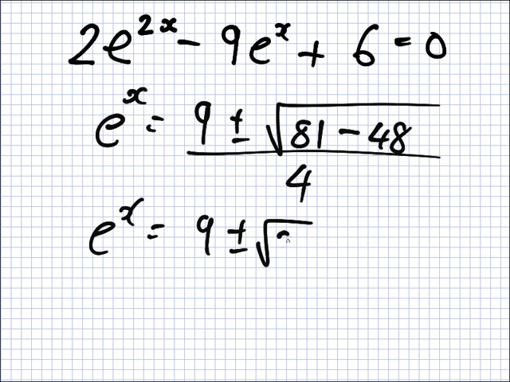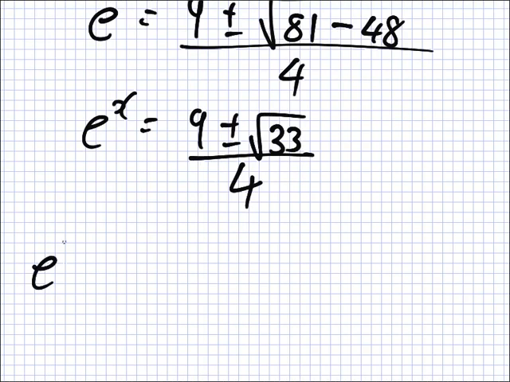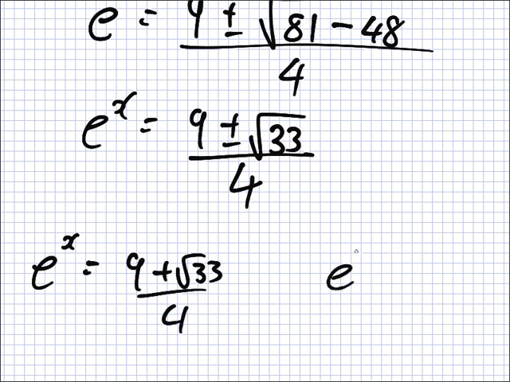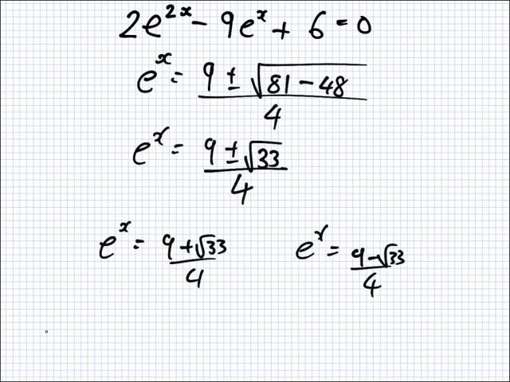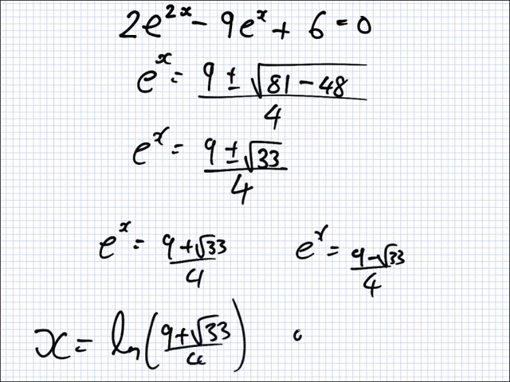What is it? 33. So look, you have two possibilities. Either e^x equals (9 plus root 33) over 4, or e^x equals (9 minus root 33) over 4. And so how can I get the x out from this? Yeah. x equals log of (9 plus root 33) over 4, or log of (9 minus root 33) over 4. Now, these are both fine, aren't they?